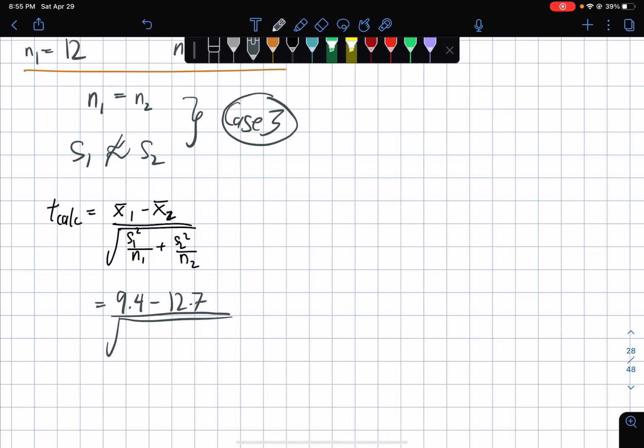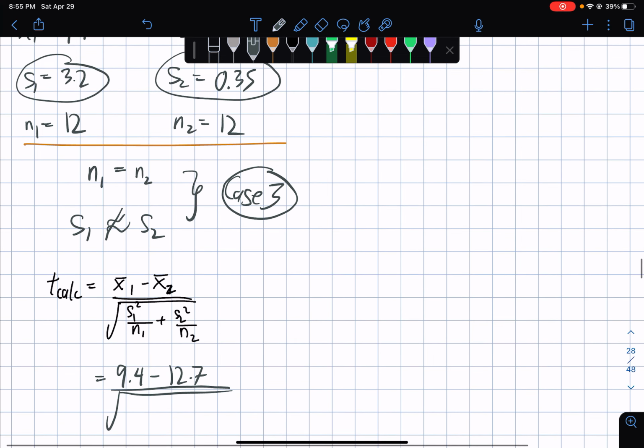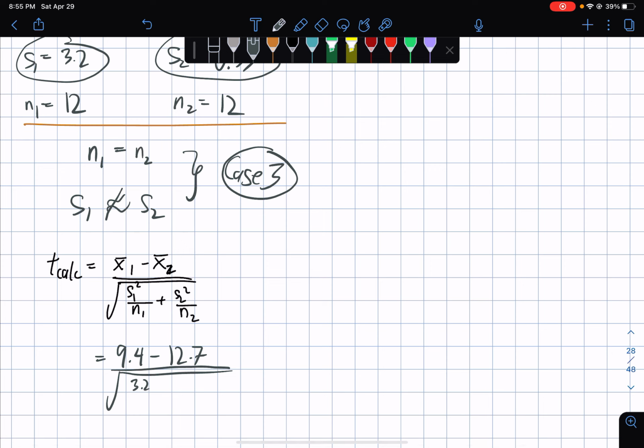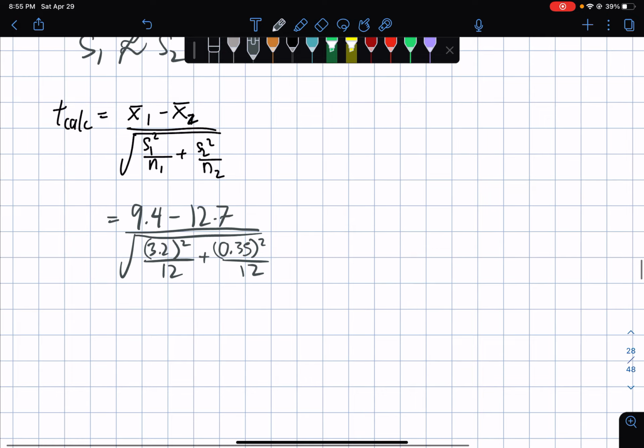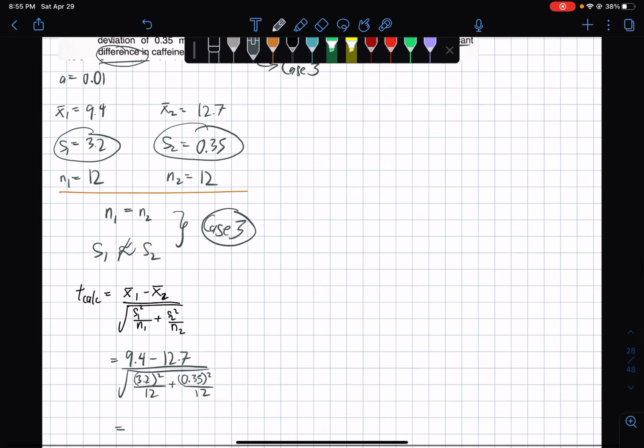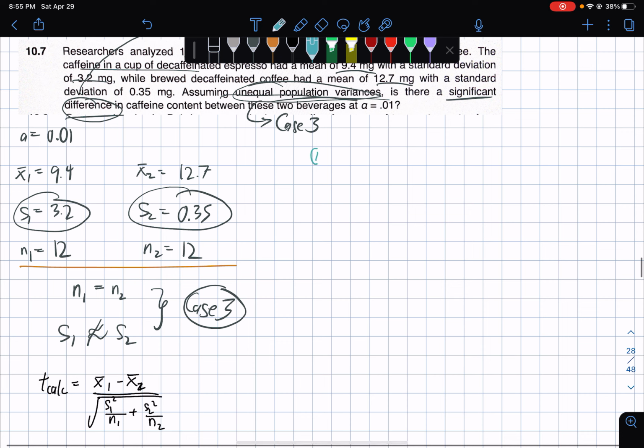and then divided by, wait for a while, S1 raised to 2 is 3.2, then raised to 2 over N1, which is 12. And then S2 raised to 2, we have 0.35, then raised to 2 over 12 also. So, place these values in the calculator. But before that, let's start with the first step.